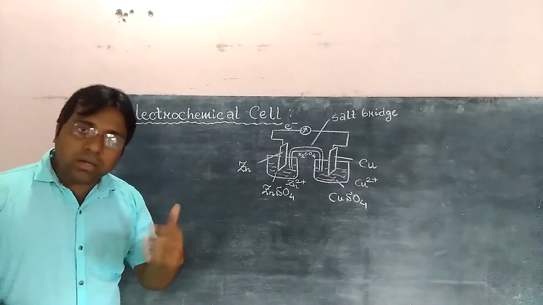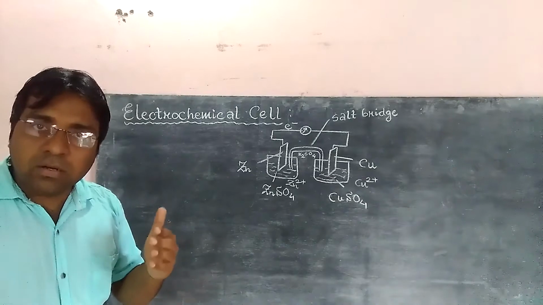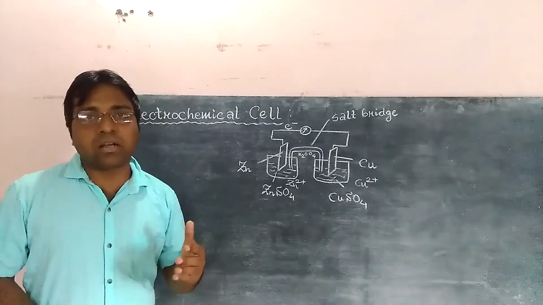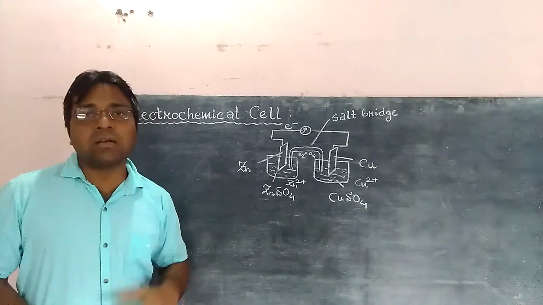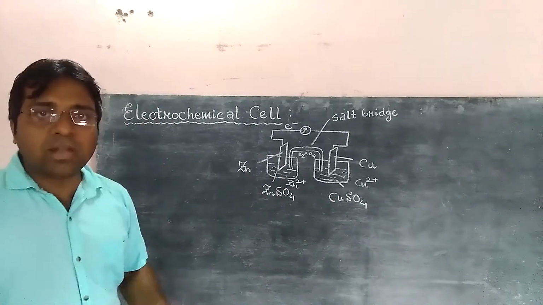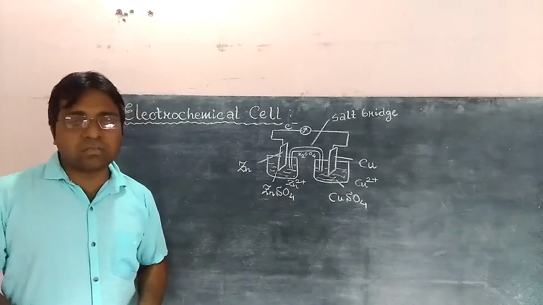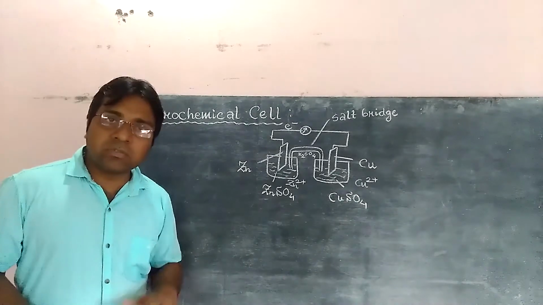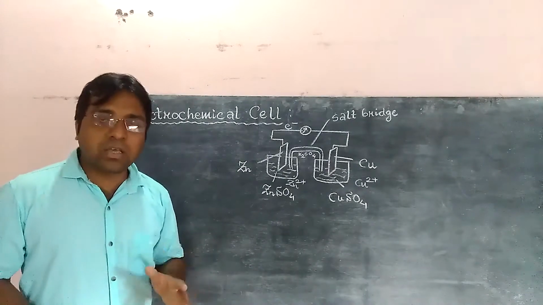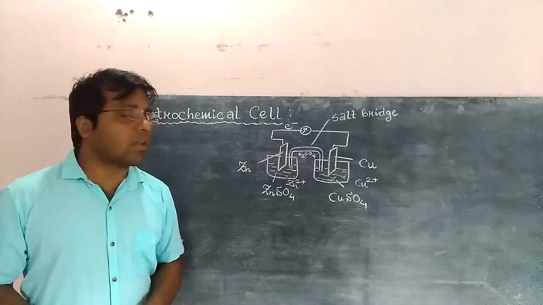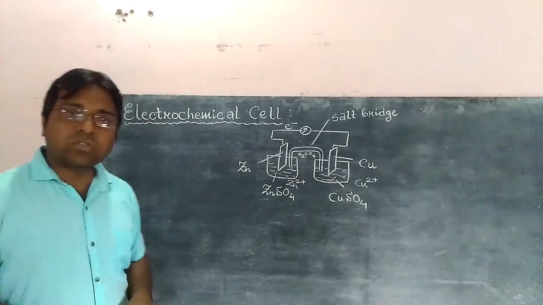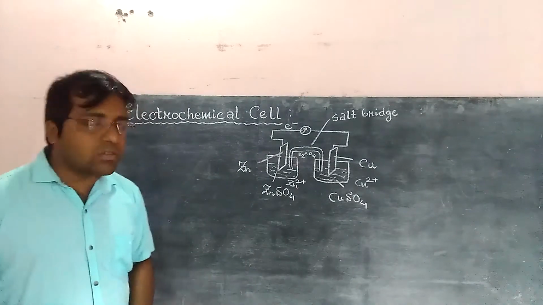And the other one, through which we can convert electrical energy into chemical energy, is considered as an electrolytic cell. About the electrolytic cell we will discuss in our next videos. In this video, we will discuss basically about a galvanic cell or a Daniell cell. So, let us look at the construction of a Daniell cell.